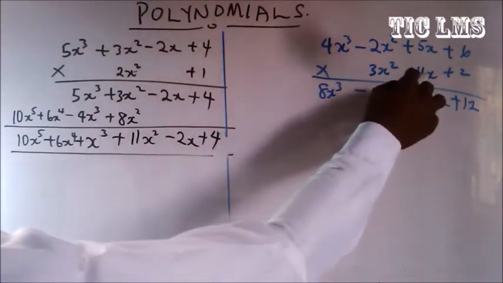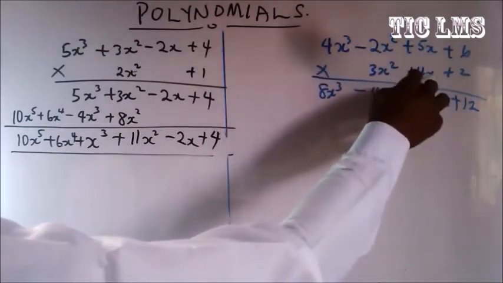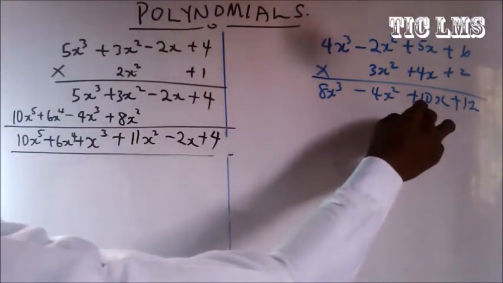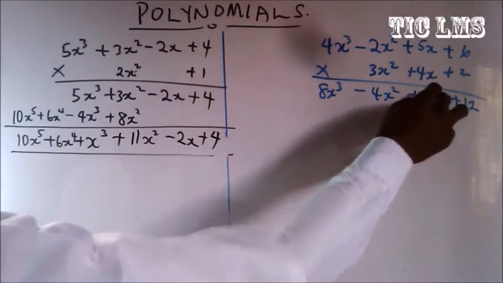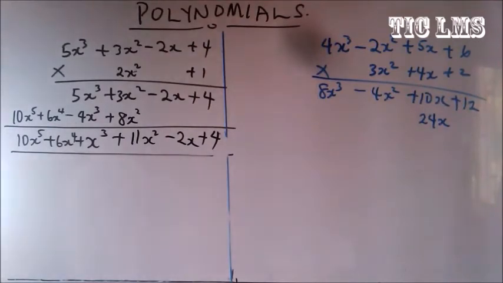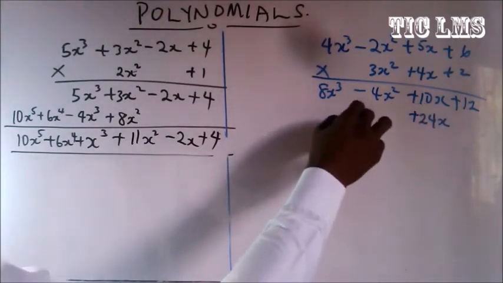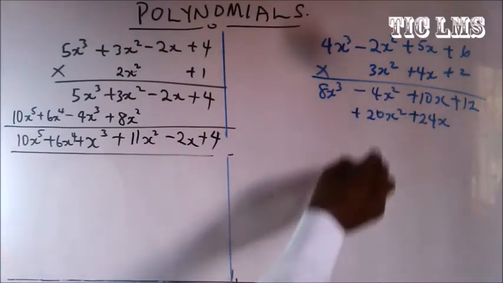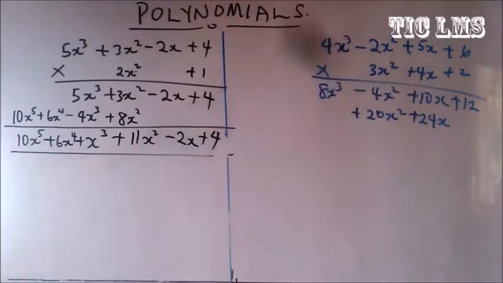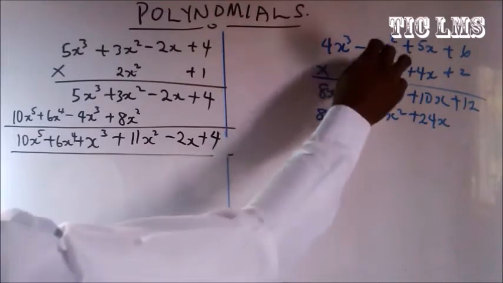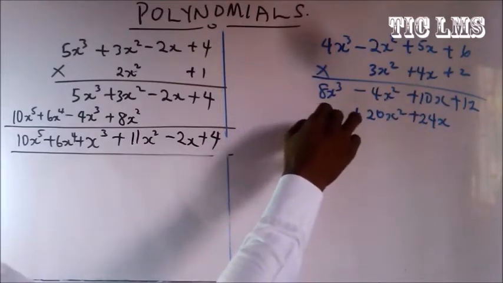Next, we'll use 4x to multiply through. Now 4x multiplied by 6, that's 24x. So we have the 24x written under the 10x. Next, 4x multiplied by 5x, that gives plus 20x squared. We have our plus here, then we have plus 20x squared. Next, 4x multiplied by minus 2x squared. That gives 2 times 4, that's 8, and then x squared times x, which is x raised by 3.